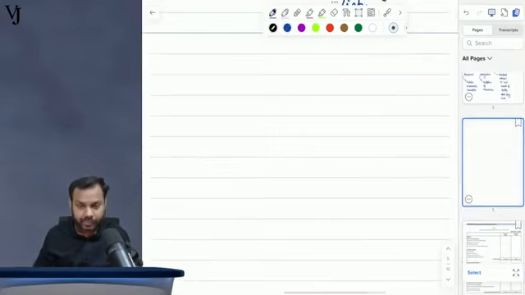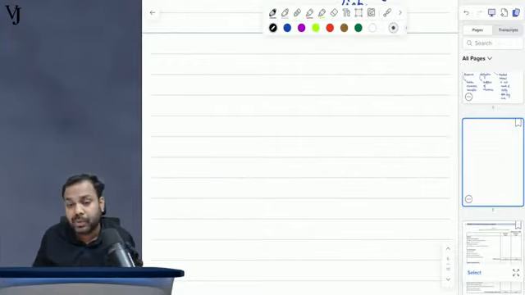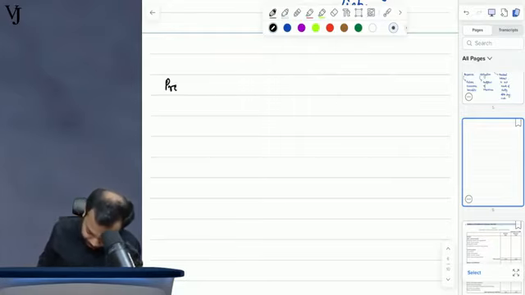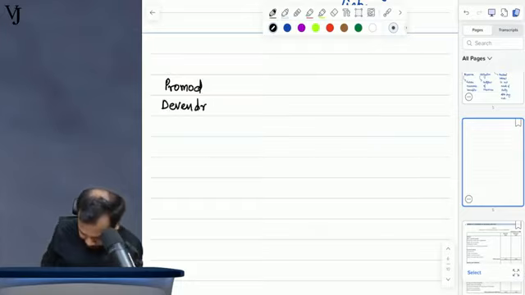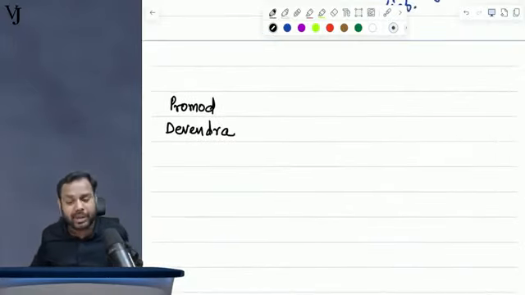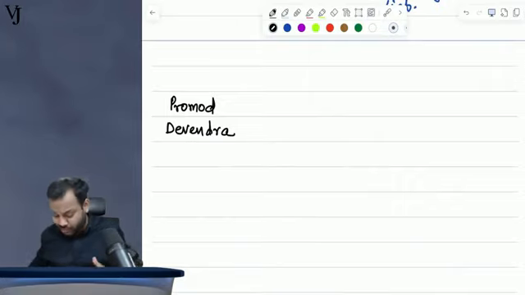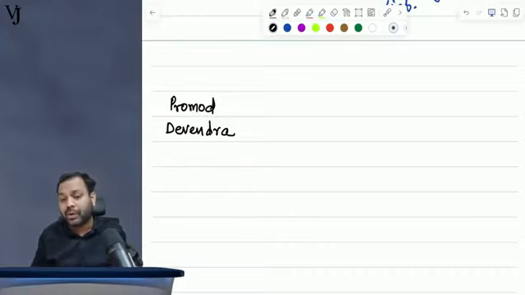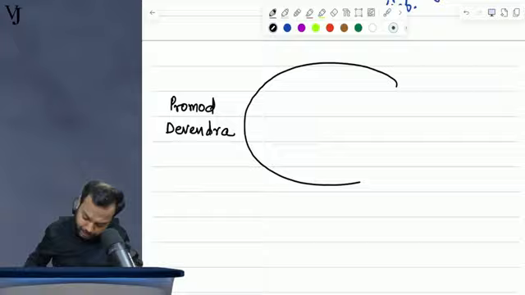Let's suppose I need two names. So let us take Pramod and Devendra. Now, during our classes, Pramod and Devendra became best of friends. They told me, sir, we want to start our own business after qualifying ACCA. So post qualifying ACCA, they started their business.